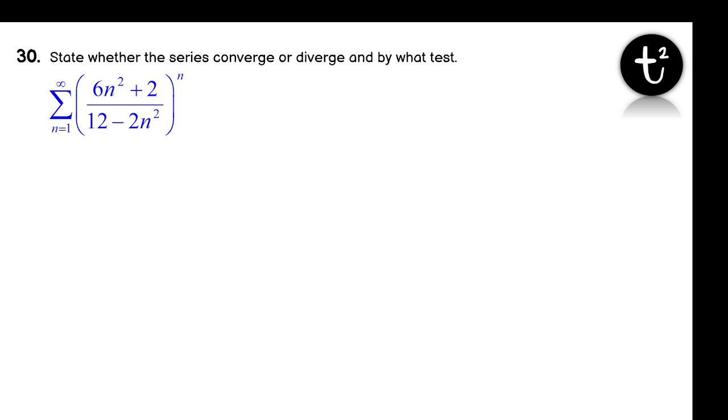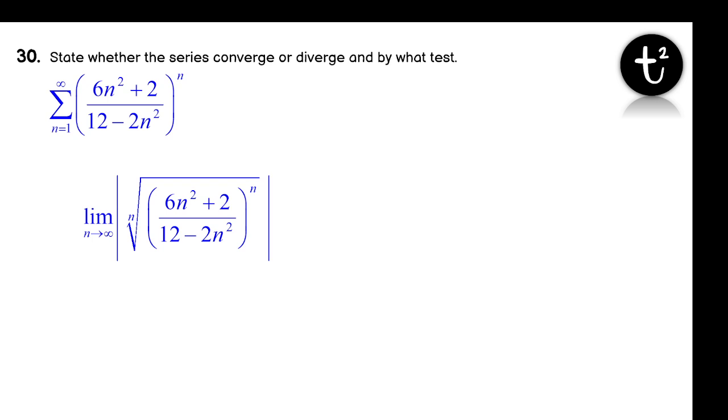For problem number 30, we have the sum as n goes from 1 to infinity of 6n squared plus 2 divided by 12 minus 2n squared quantity raised to the power n. So anytime my entire quantity is being raised to the power n, that's a telltale sign that this is going to be a root test problem.